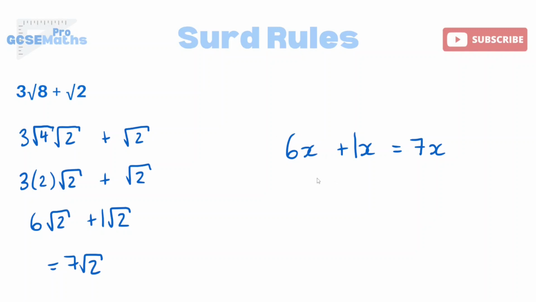So that's how you'd add surds. The same with subtracting. Go through the same process, simplify whatever you can simplify out of the 2 surds, and then subtract at the end. So we're focusing on adding or subtracting the numbers that are on the outside of the surds.